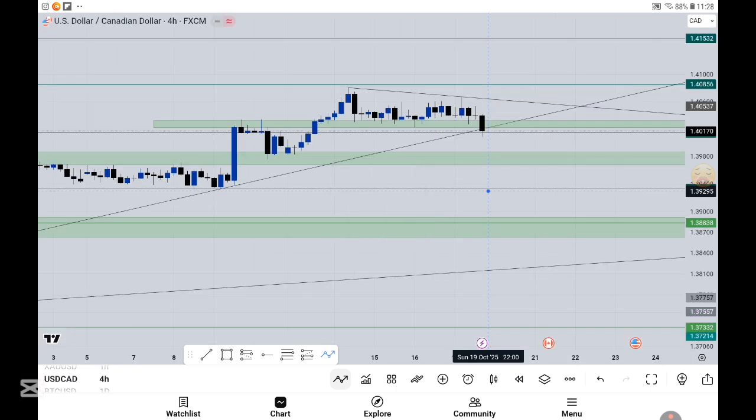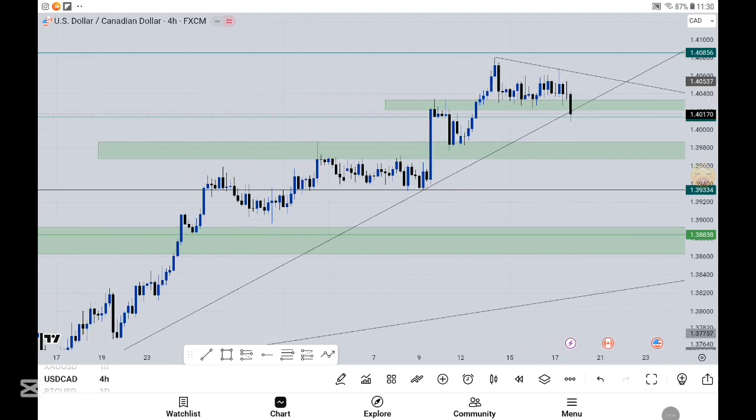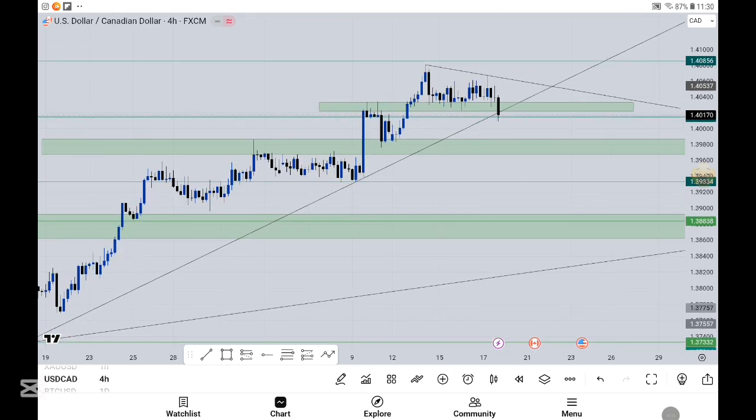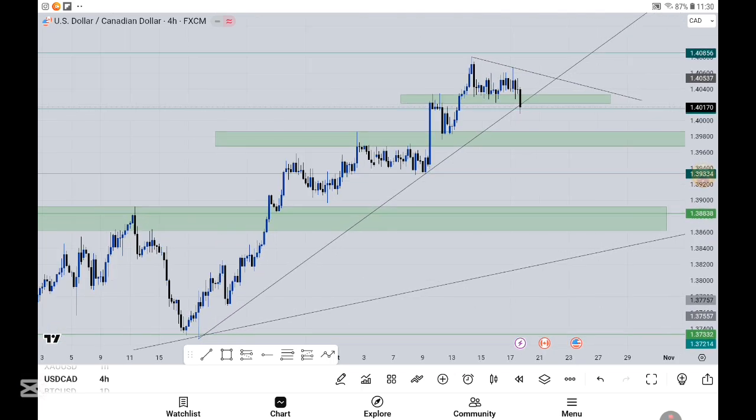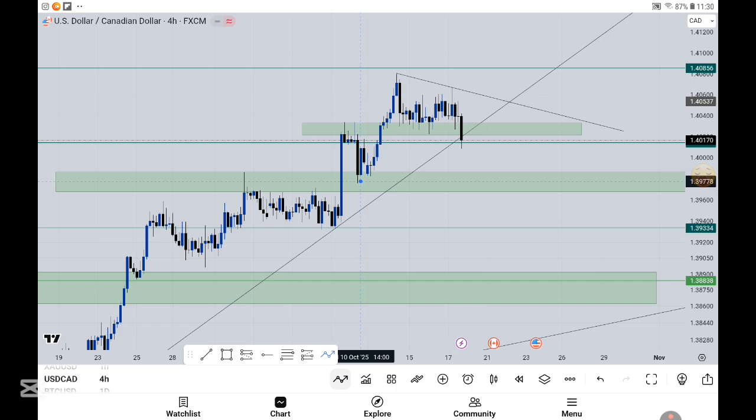So guys, let's move to the 4-hour time frame. On the 4-hour time frame, we can currently see that the market is giving us selling vibes from this level here. So what are we going to be expecting? We're going to be expecting this market to fully break out from this trend line.